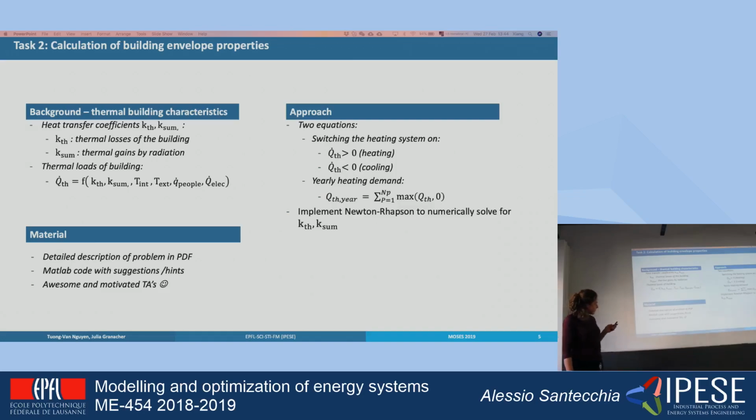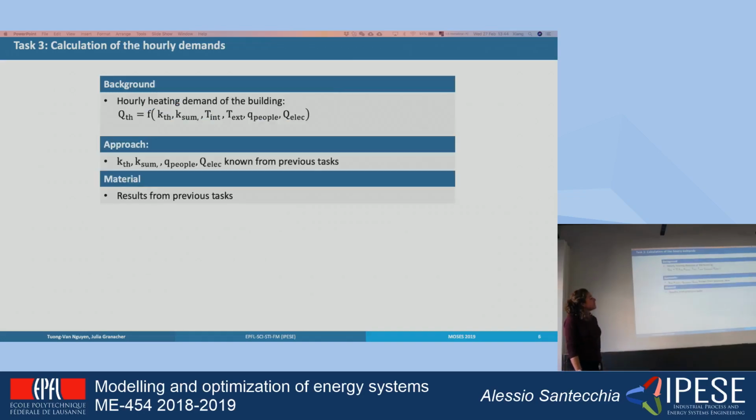And then, once you have the Ks, the next task, task 3, is the calculation of the hourly demand, for which you can use the same equation as before. The Q thermal is a function of the Ks, the heat gains, and the temperature. Now you have all that information, so it's really easy to just plug all the information in and calculate the hourly heating demand.